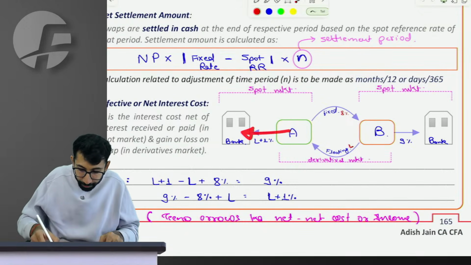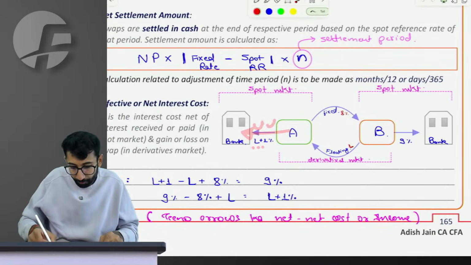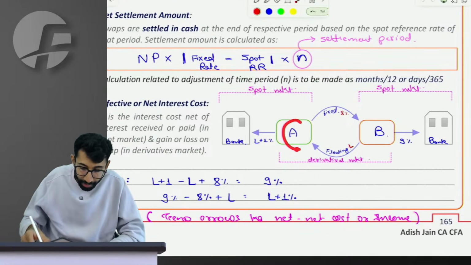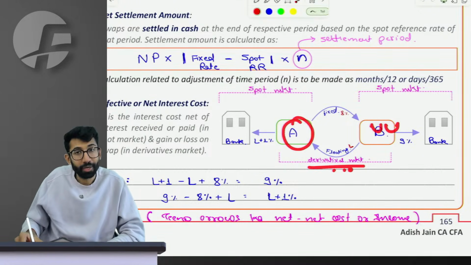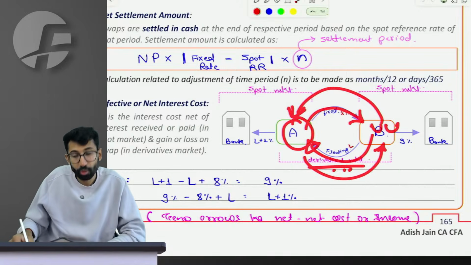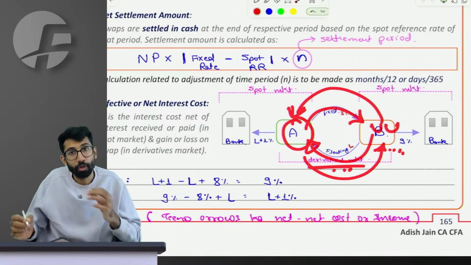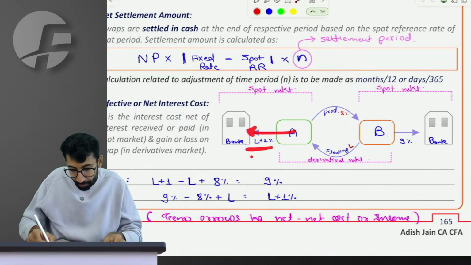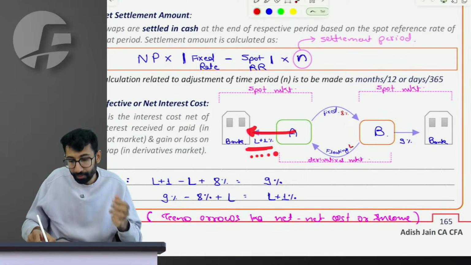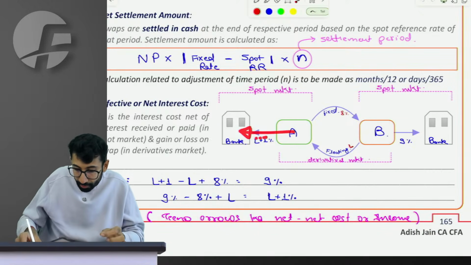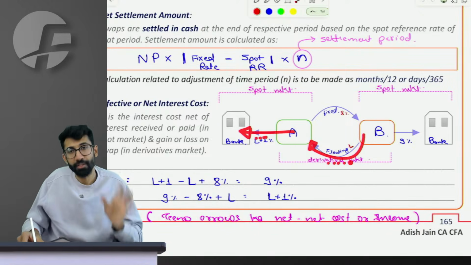Sir, A Limited was paying to its bank a floating rate of L+1. Now the decision is what kind of contract A should enter with B in the derivative market. Should it pay fixed and receive floating, or should it receive fixed and pay floating? What kind of contract should it enter? Common sense. The common sense is when you pay floating in the spot market, then you would receive floating in the derivative market.